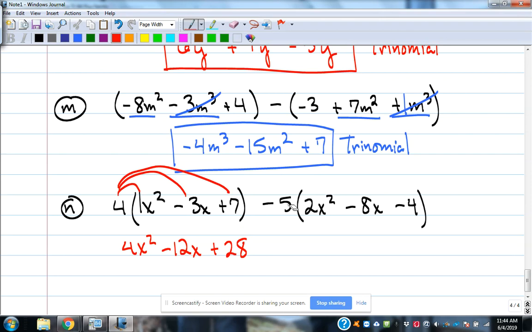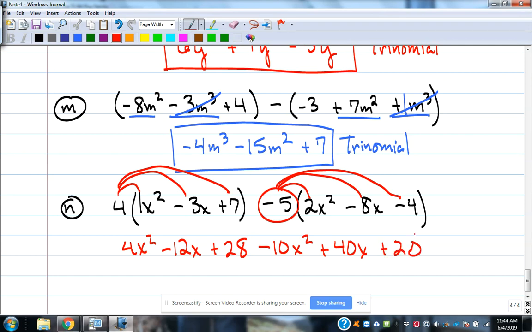What are we distributing on the second set of parentheses? A negative 5. Very good. You're distributing that sign with it. So it's a minus 5 that you're multiplying to everybody. So negative 5 times positive 2 would be negative 10x squared. Negative 5 times negative 8x would be positive 40x. Negative 5 times negative 4 is positive 20. So we've done that multiplication so that we're distributing everything.